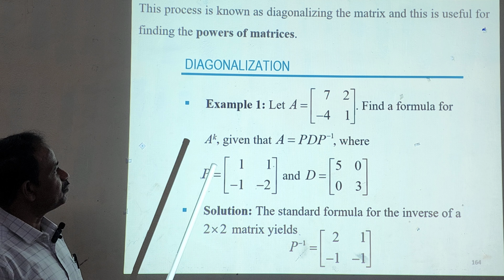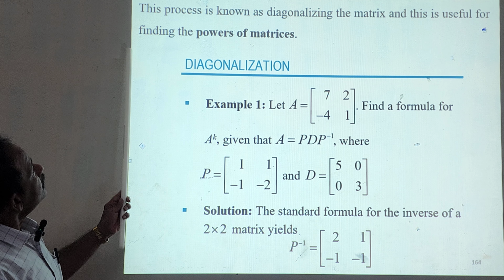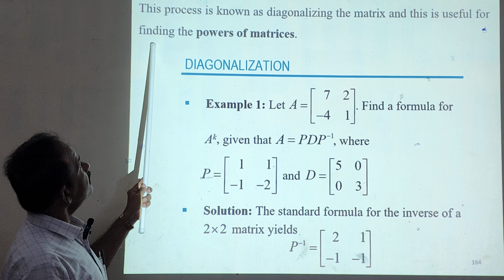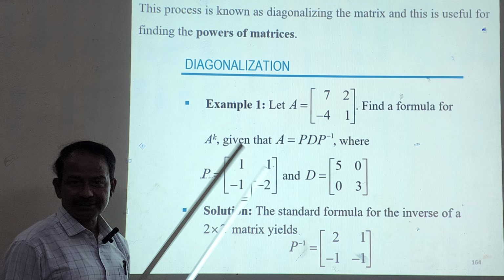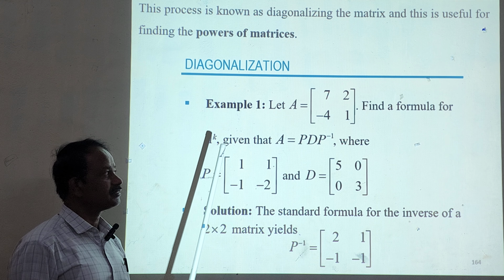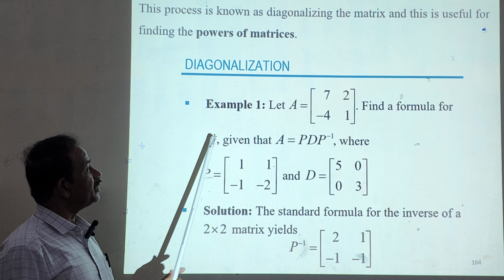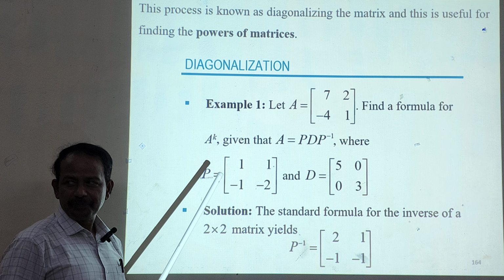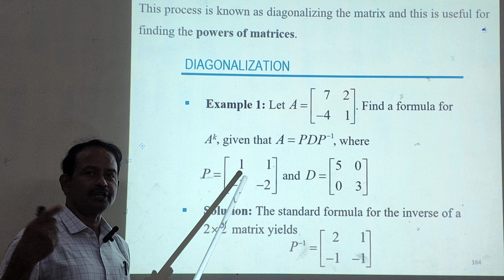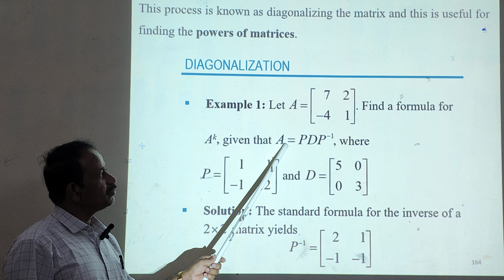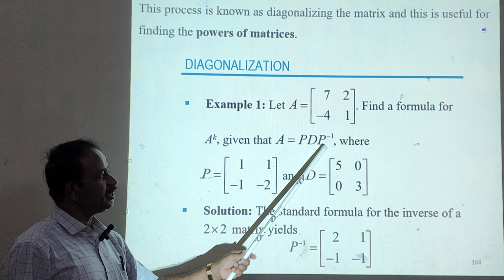This is another example. This process is known as diagonalization of the matrix, and this is used for powers of the matrix. So one can also find out the powers of the matrix. So let A be given as this. We are going to find out A to the power k. A to the power 3 or A to the power 4 or A to the power any number. Now of course A is given as P D P inverse.